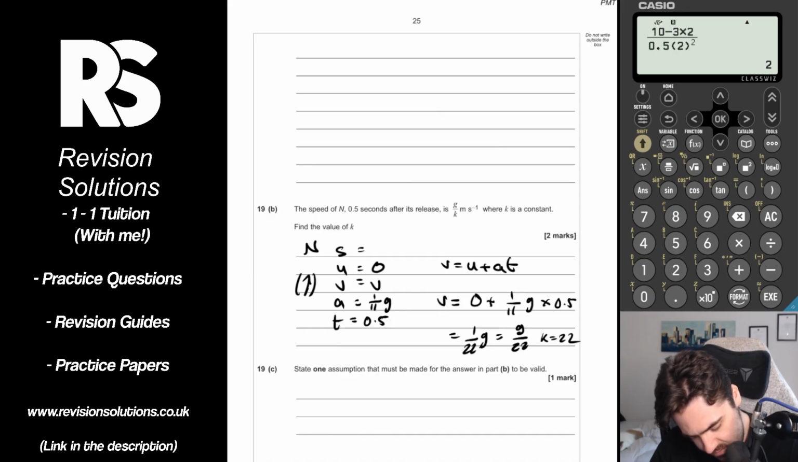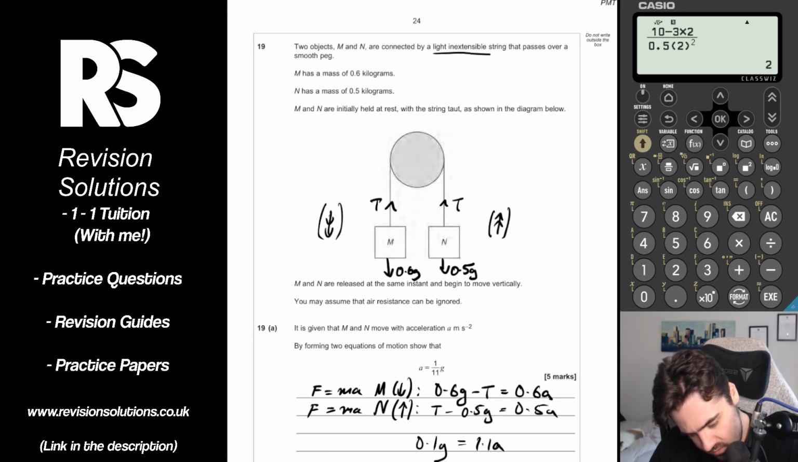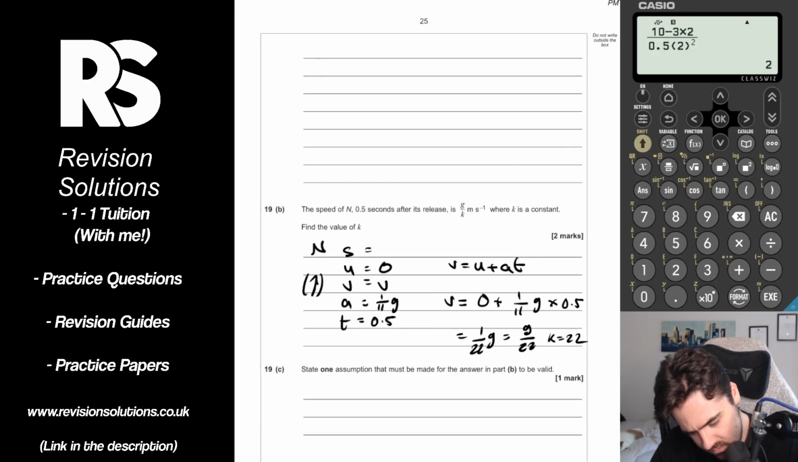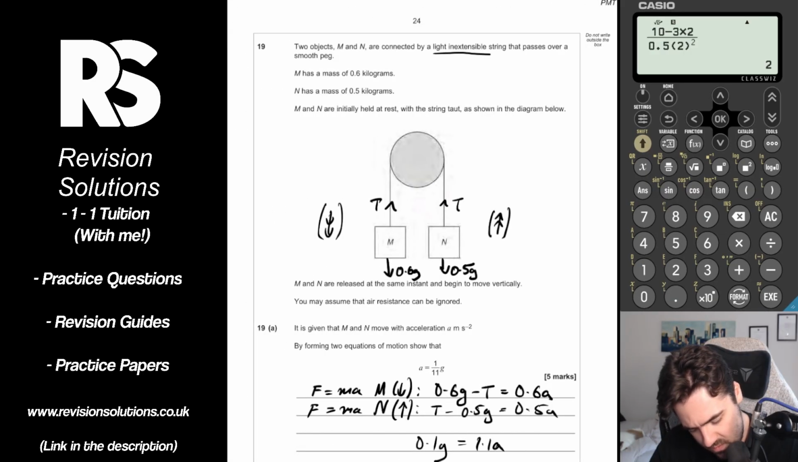State one assumption that must be made for the answer in part B to be valid. They've told us it's initially at rest. So we'd have to assume that the string would be under tension the whole time, so that none of the masses are going to hit anything. That would be reasonable.